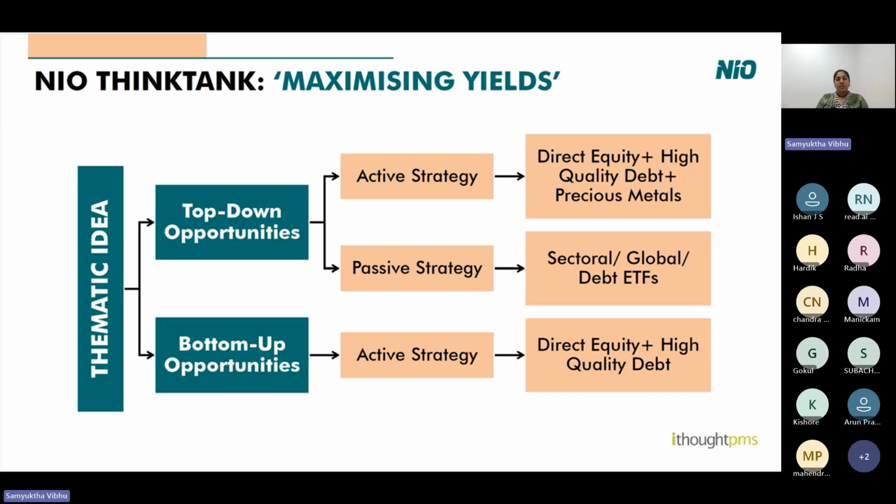When we recognize that it's an active strategy, we would look at direct equity. When we decide that it's going to be a passive strategy, let's say if we're positive on a particular global market, then you will see us participate through global ETFs. If we look at more bottom-up, then this is always going to be active rather than passive. And here we have direct equities as a source to achieve that.